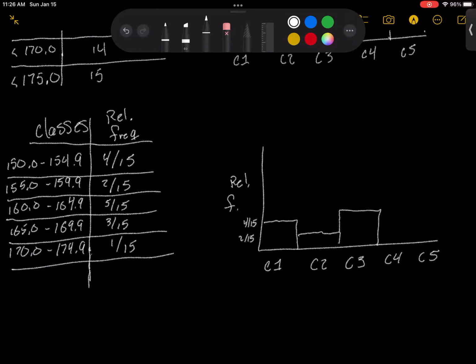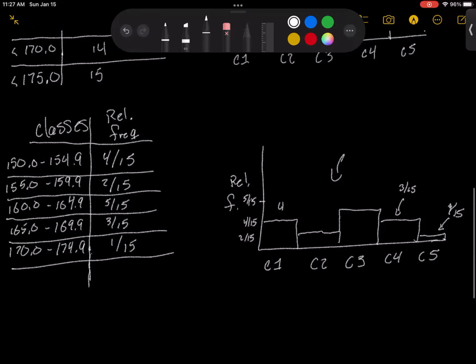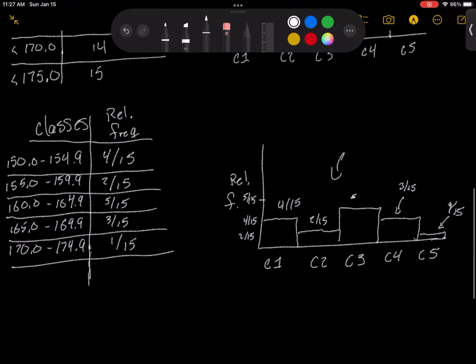Here we have 5 out of the 15. Our fourth data class had 3 people out of the 15. And our last data class, the smallest one, only had 1 person out of the 15. So notice that if you add up all of this area, you've got 4/15 there, 2/15 there, 5/15 there. And if you added up each one of these, you should get 1. Right? And this is going to come back when we talk about probability distributions in a huge way.